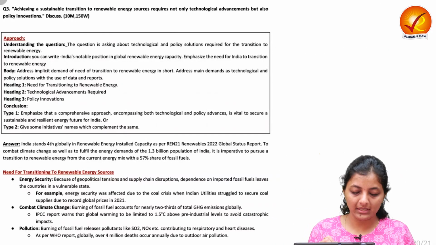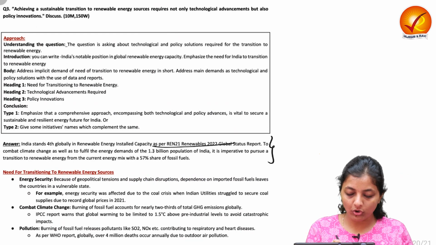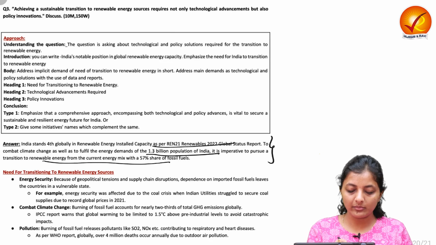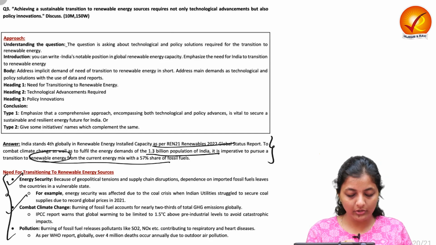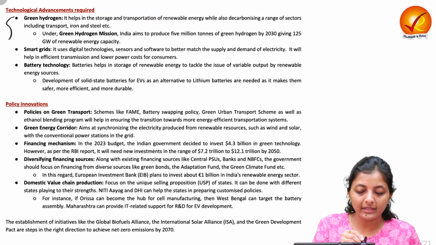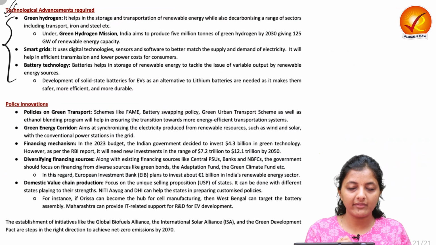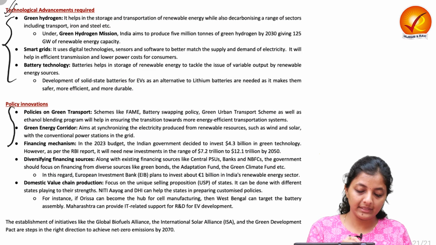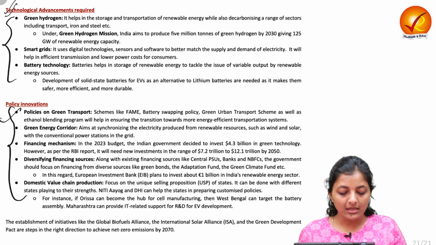Now let's see the model answer. The model answer talks about the status and the increasing population demand, so we need to transition from fossil fuel to renewable energy. Then comes the need for transitioning, for energy security, to combat climate change, pollution, etc. Then there are the technological advancements, why we need them and what is required, and the next is policy innovations. So we have almost everything covered.